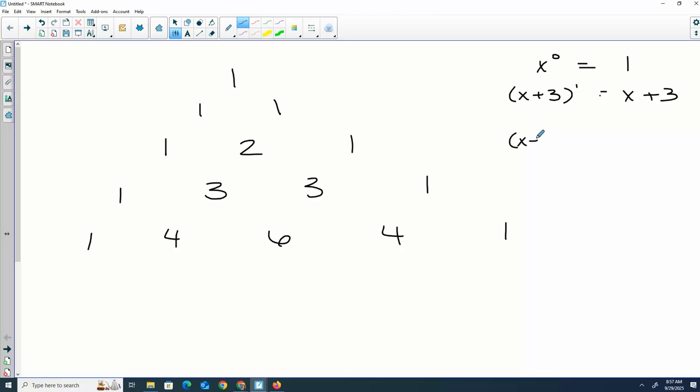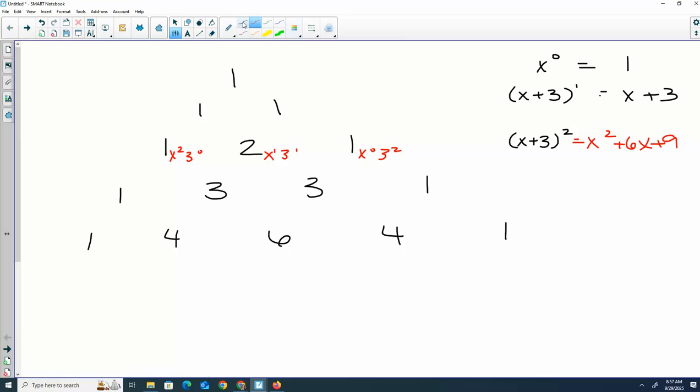If I said x plus 3 squared, it starts out like x squared, x to the first, x to the 0. This is 3 squared, 3 to the first, 3 to the 0. So then that's 1x squared. 2 times 3 times x would be 6x. 1 times 1 times 3 squared is 9.